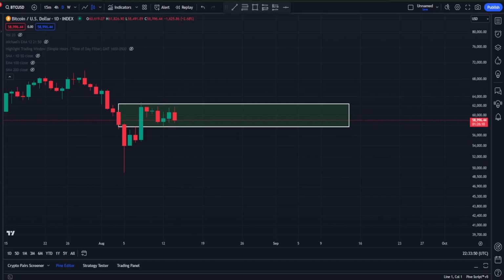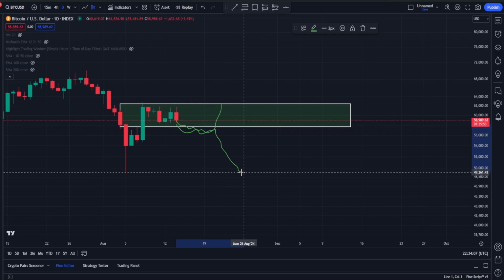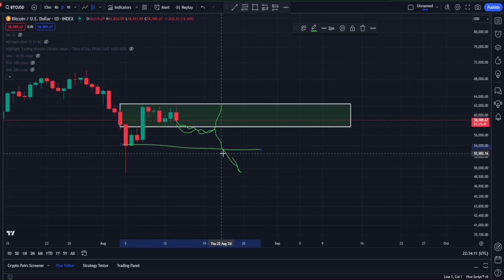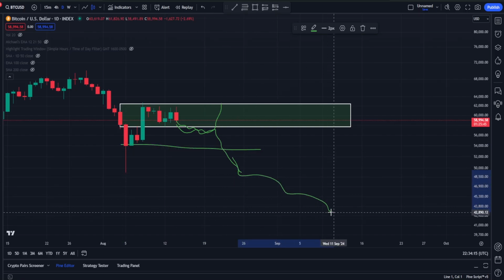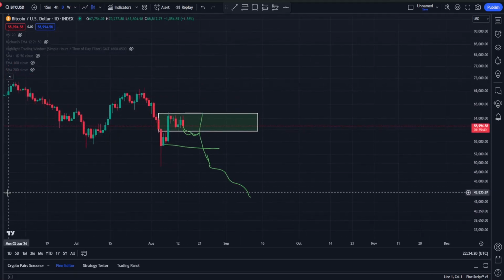But if we break, where's my brush? There it is. So if we break here, and it could be a false breakout, then we'll move back up to this range, the range high, 63,200 almost. But if it's a solid breakdown, then we'll move back down, probably to here first, 54K. But you know, then 50K, and then 40K, and who knows where the actual bottom might be in.